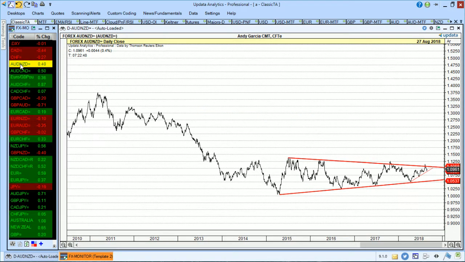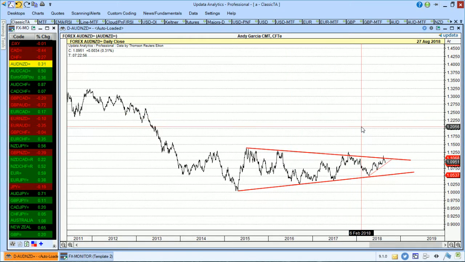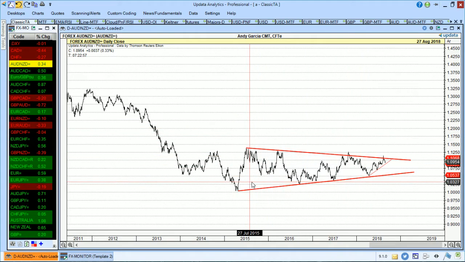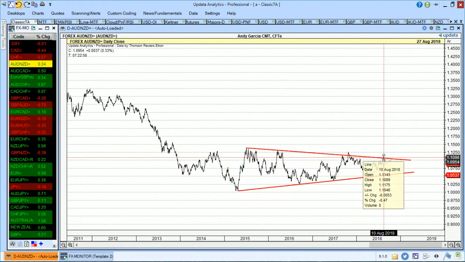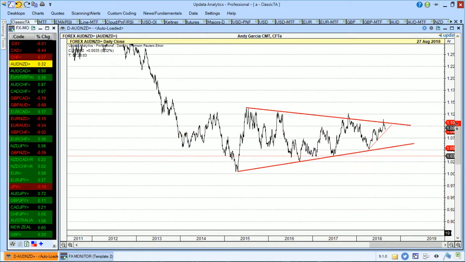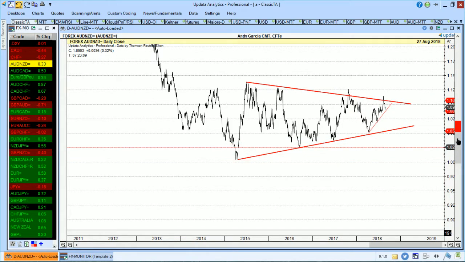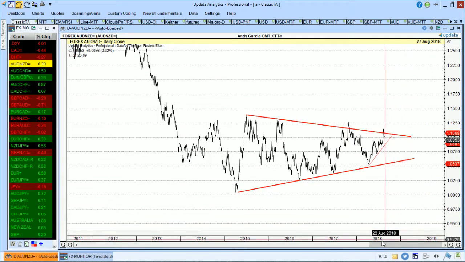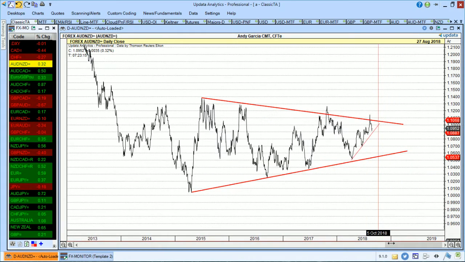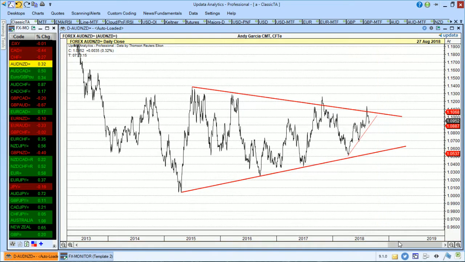Looking at the list, just going down the list here, here's your Australia and New Zealand. New Zealand is in this tight range going back to 2015, and right now we are at the upper boundary of this range. So the question here is whether or not this market is going to respect the current formation the way it is, and to see if this market will start to work its way lower.